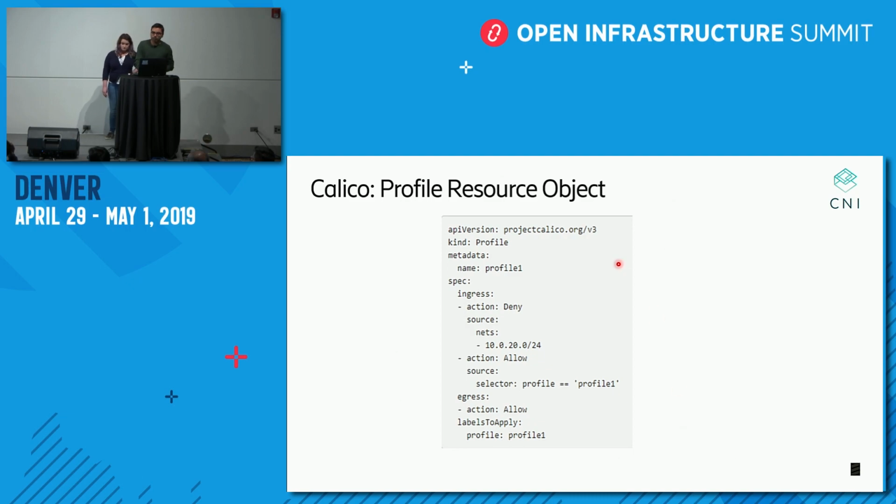Calico also has a profile resource object. A profile resource object represents a set of rules which are applied to the individual endpoints to which this profile has been assigned. Calico has some set of endpoints like workload endpoint and host endpoint, so we can apply this set of profiles on those endpoints. Each Calico endpoint or host endpoint can be assigned zero or more profiles. The following sample profile allows all traffic from endpoints that have the label set to profile 1, except that all traffic from this particular IP range will be denied.